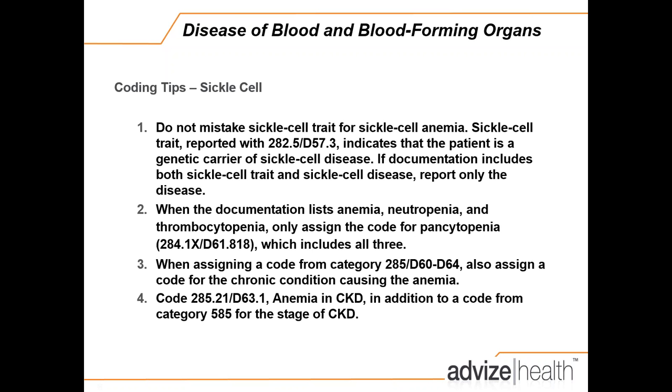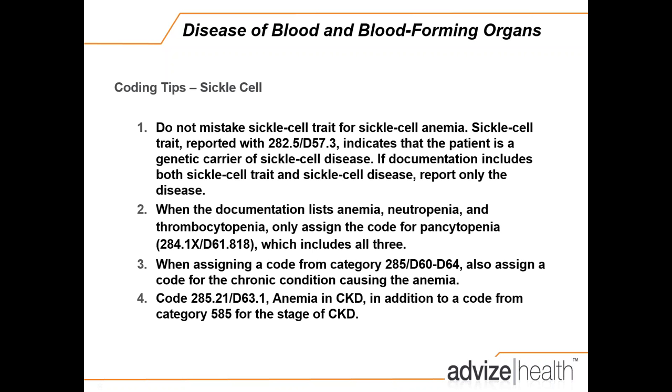When the documentation lists anemia, neutropenia, and thrombocytopenia, only assign codes for that particular diagnosis, D61.818, which includes all three. So if it's documented clearly, make sure that we're using the right code for D61.818. When assigning a code from the category D60 through D64, also assign a code for the chronic condition causing the anemia. That's just the basic coding guideline.